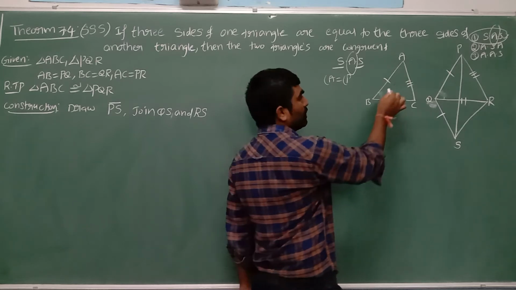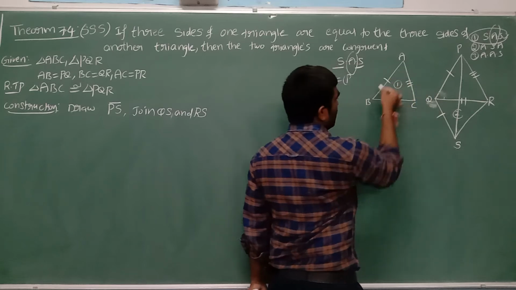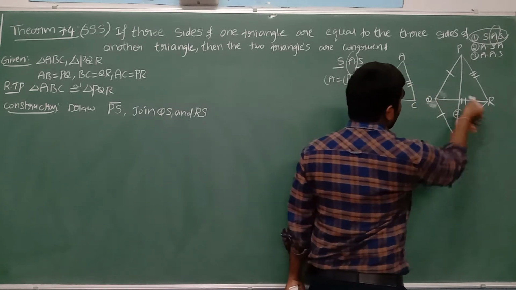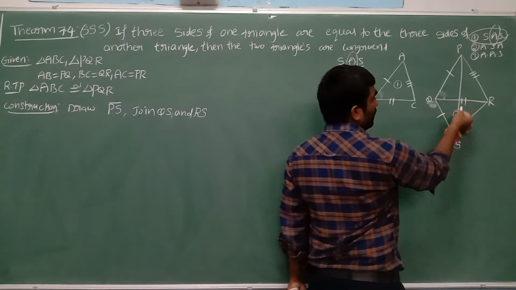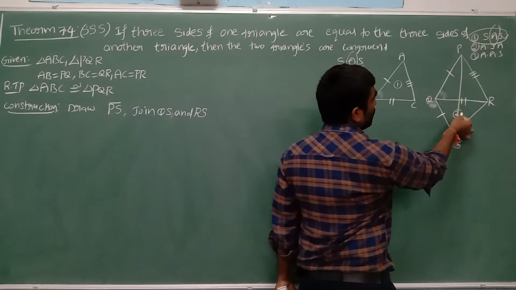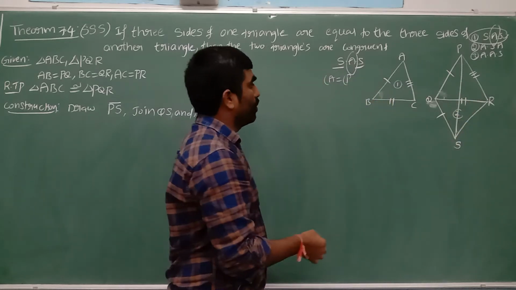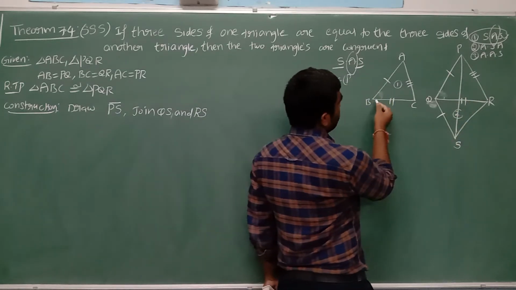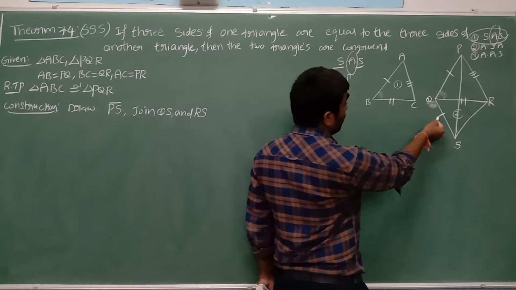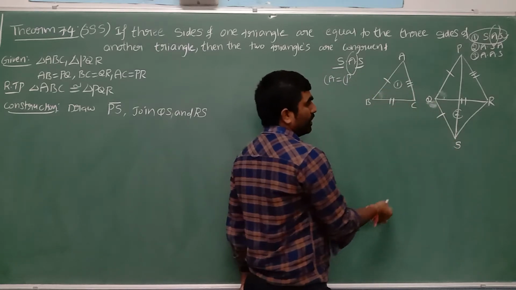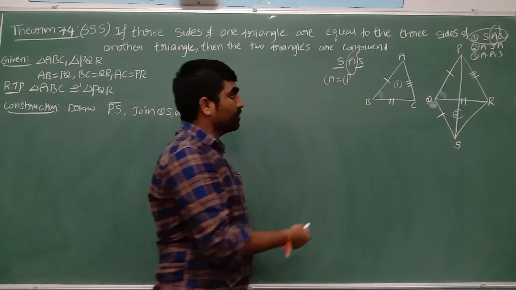Actually, I am trying to prove these two triangles are congruent: first triangle ABC, second triangle QSR. I want to prove both are congruent. Then if 1 and 2 are congruent, and 2 and 3 are congruent, I can say 1 and 3 are also congruent. That is my logic. Now I took the construction QS line segment which is equal to AB. Is this construction enough to say both are congruent? If not, we'll take some more construction.